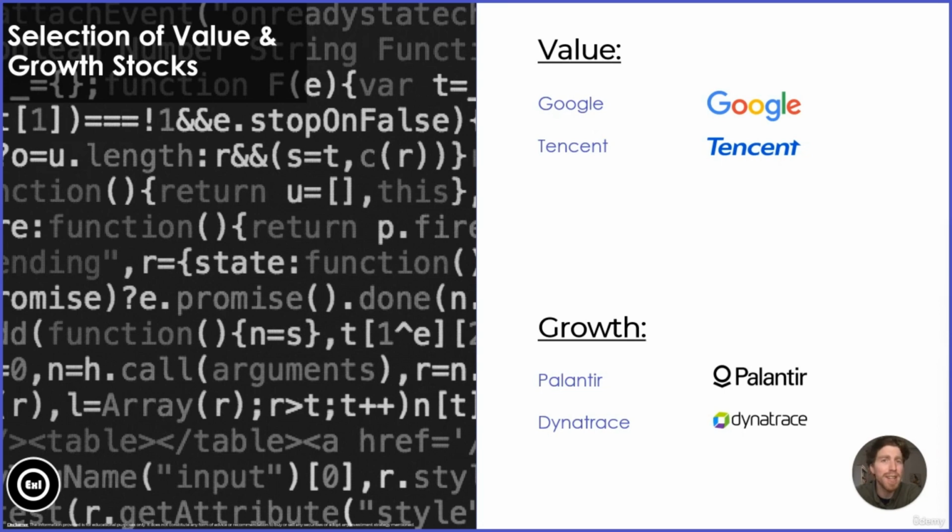Tencent is kind of the Chinese counterpart to Google, very active in the field of content creation, content management, but also communication and gaming.